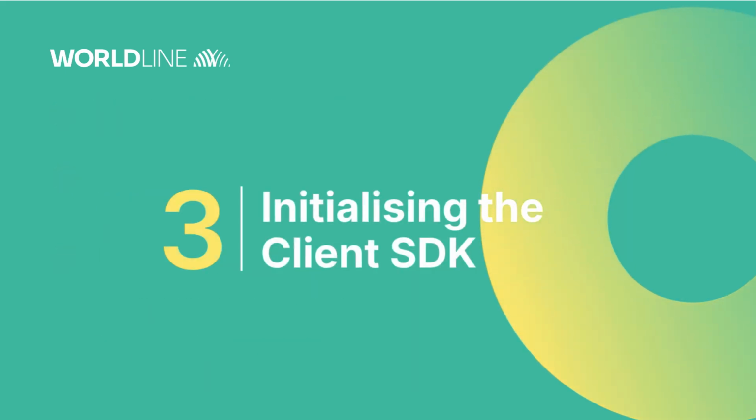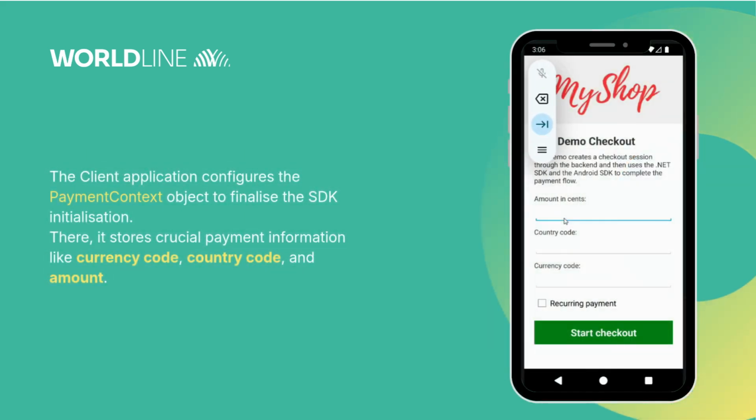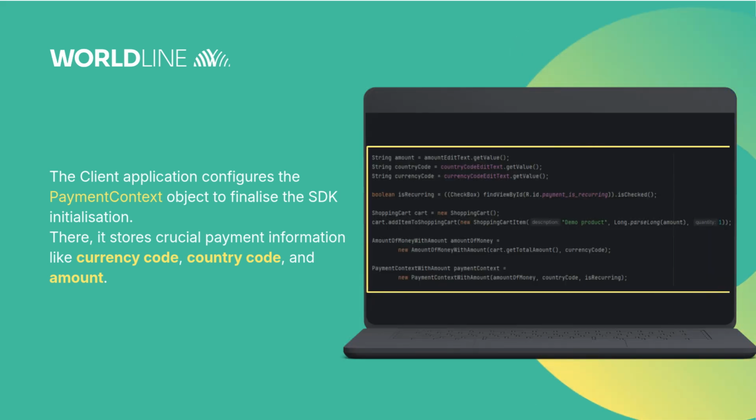Initializing the client SDK. The client application uses the Android SDK to create a local online payment SDK object with the received session data, asset URL, client API URL, client session ID, and customer ID. Next, the client application configures the payment context object to finalize the SDK initialization. There, it stores crucial payment information like currency code, country code, and amount.